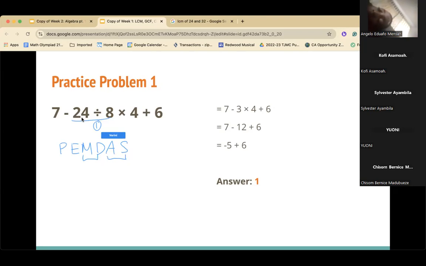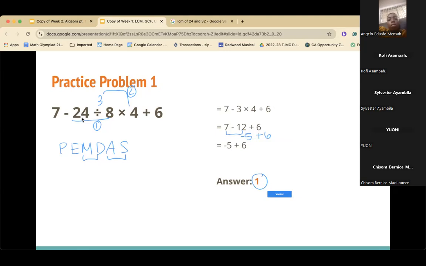Then we're going to multiply the answer of the division, which is 3, by 4. So this will be our second step. So we get 12. Then we're going to do 7 minus 12, which will give us negative 5, and then plus 6, which will give us 1. Does that make sense to everyone?